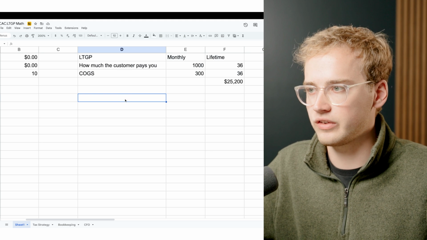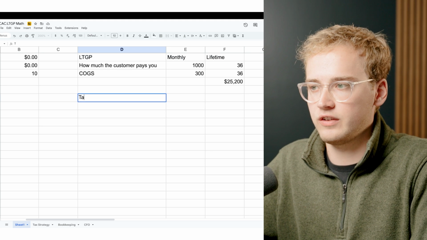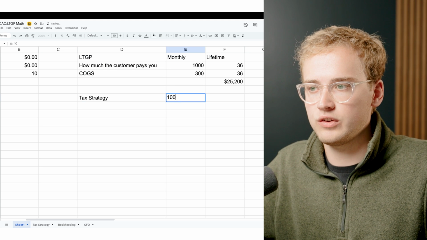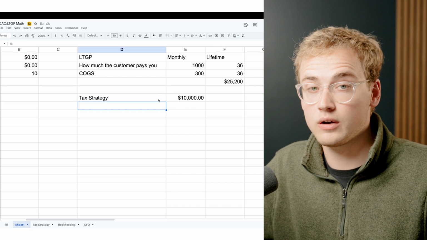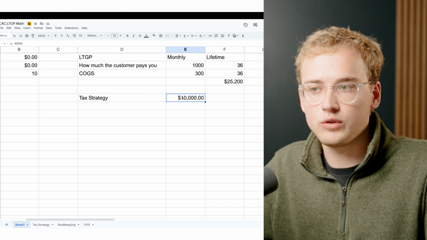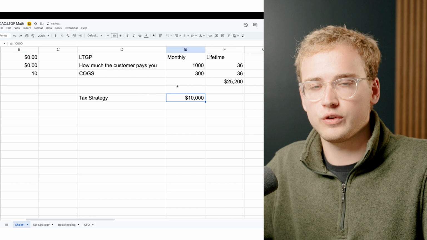So let's use another example here. Let's say you're selling tax strategy and the client comes in and pays you $10,000 for tax strategy. Now, in a lot of firms, people aren't paying you $10,000 every single year for tax strategy, right? Maybe they come in for tax strategy this year and nothing really changes about their situation for the next couple of years. So there's no real incentive for them to sign up over and over and over again.